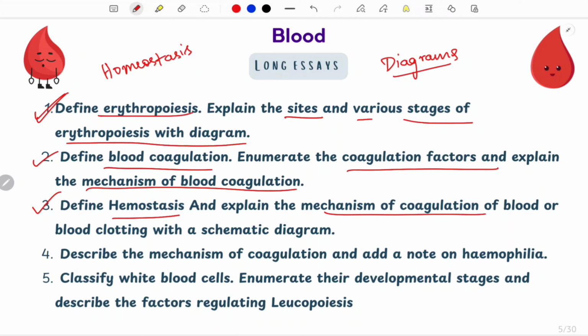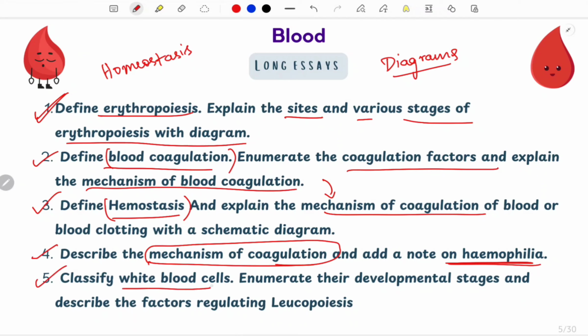So this is again another form of question. Okay, they just mentioned here about hemostasis. Here it is blood coagulation. It can also be asked in this format, which is describe the mechanism of coagulation and add a note on hemophilia, like any other clinical aspects.